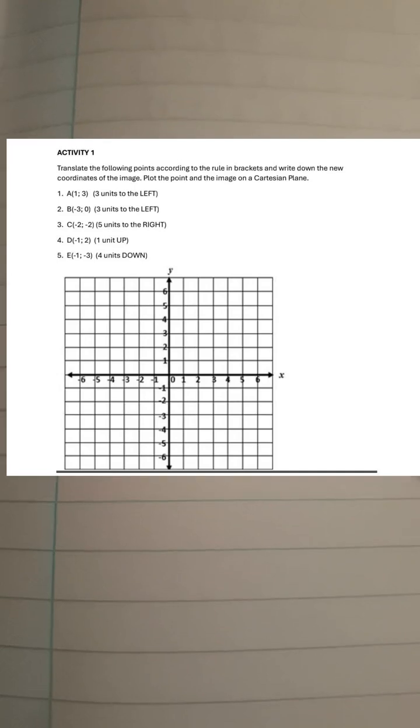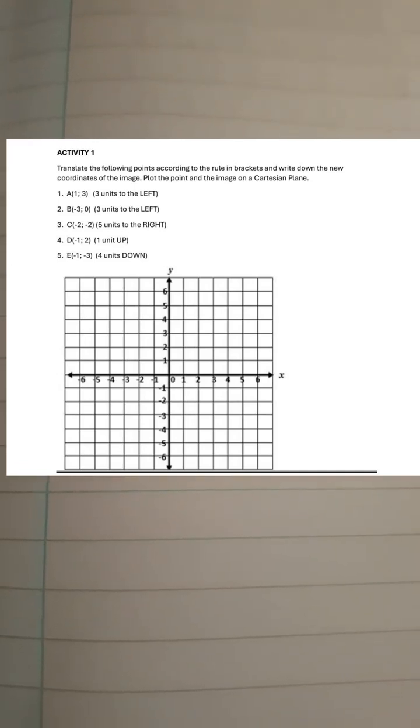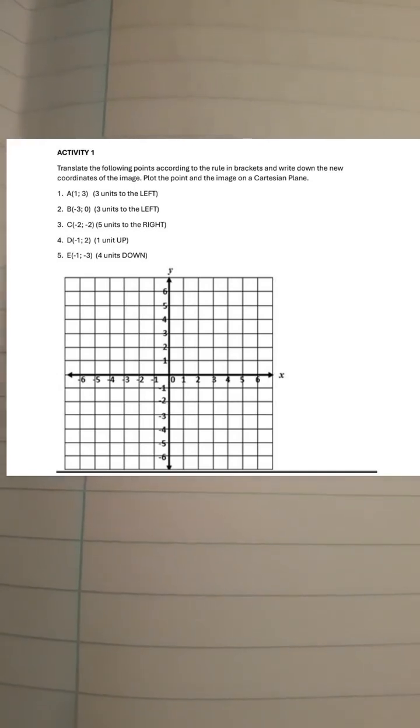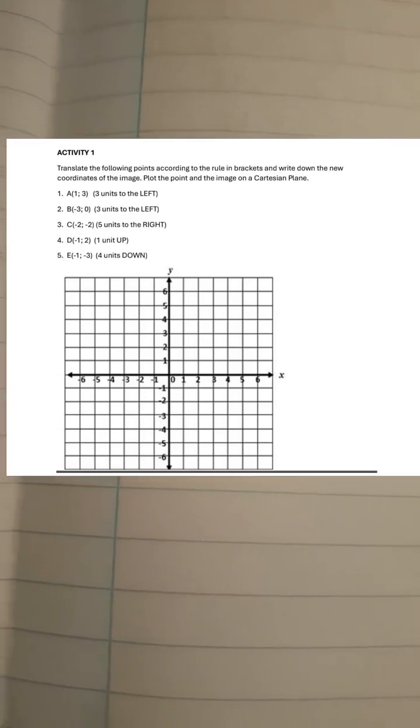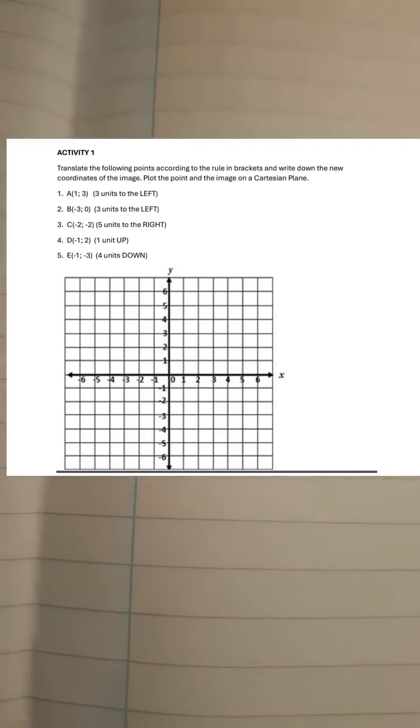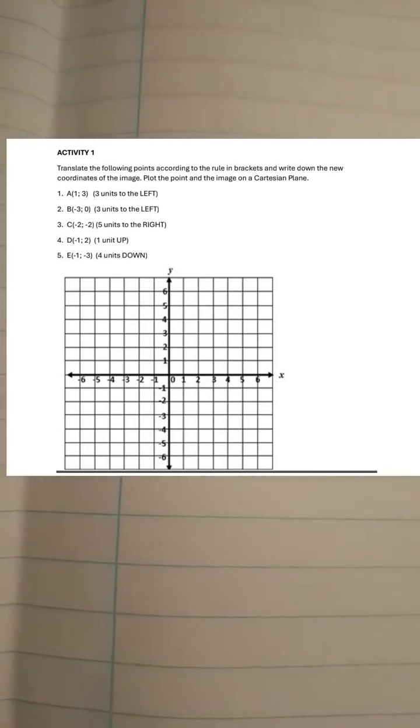Okay. Anyone know what the new coordinates of A will be if A (1, 3) has been translated 3 units to the left? We're looking at activity 1, number 1. Okay, not any other one, but number 1. What will be the new coordinates, guys, of A?